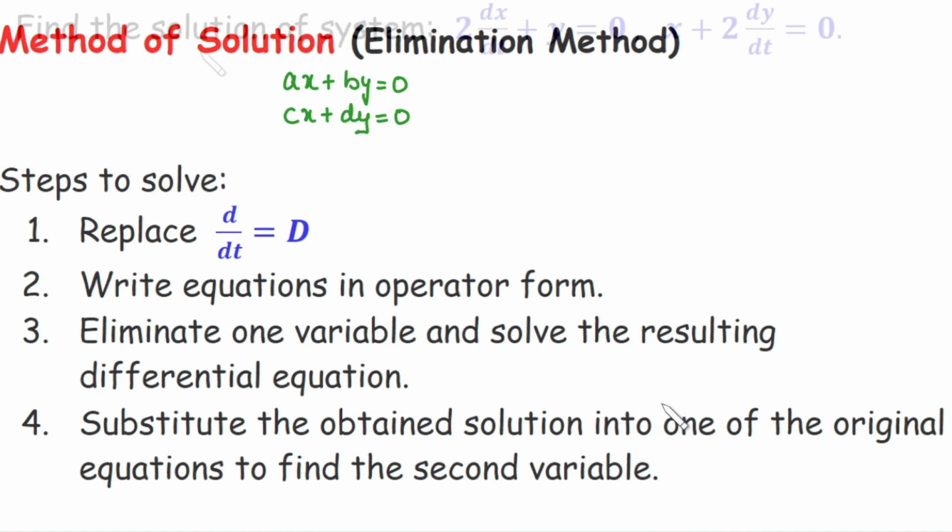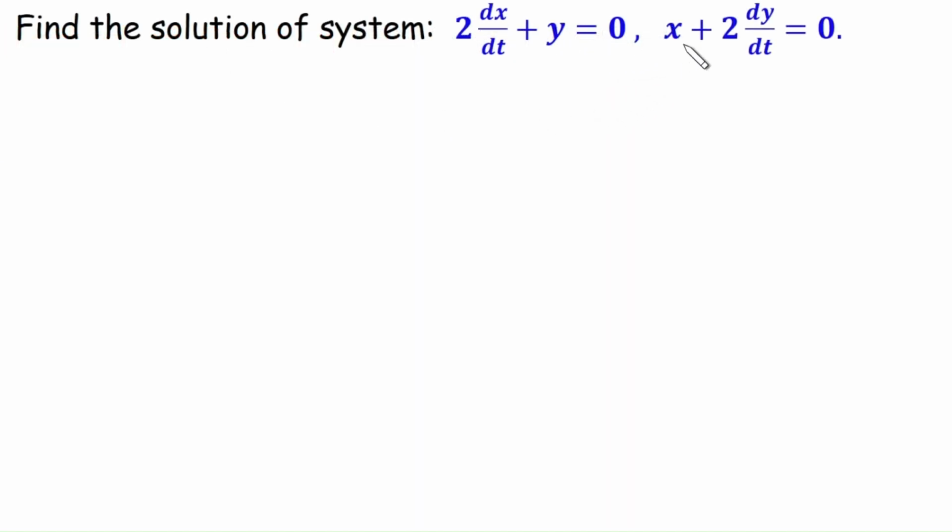Let's apply this idea on an example. The first example is we need to solve this system of equations. Check it out. In this case, we have more than one dependent variable, that is x and y, and t is the independent variable. We need to solve this system. So the very first step, we need to write its operator form. Here we have the derivative with respect to t, so let d by dt be equal to D. Replace the derivative with D, and this gives the first equation in operator form as 2 times Dx plus y is equal to 0. On the other hand, the second equation becomes x plus 2 times Dy is equal to 0.